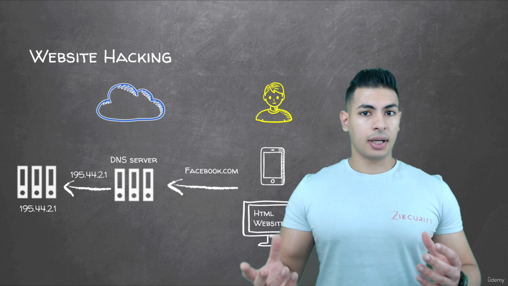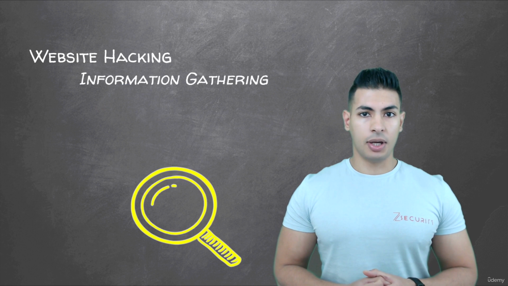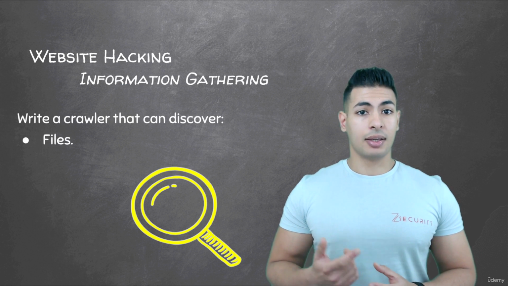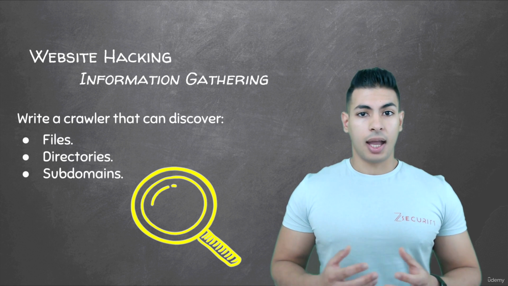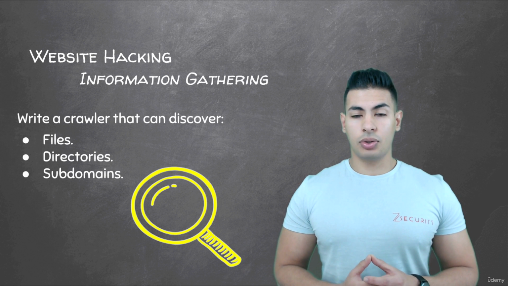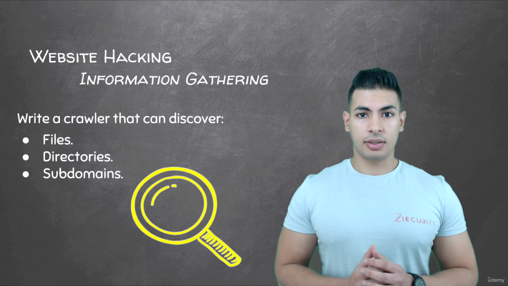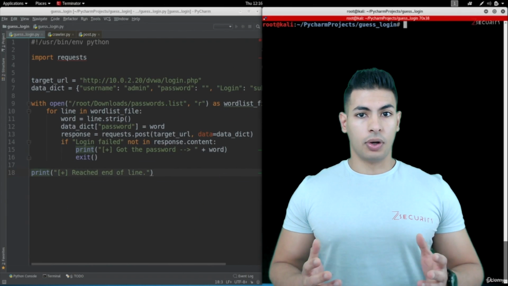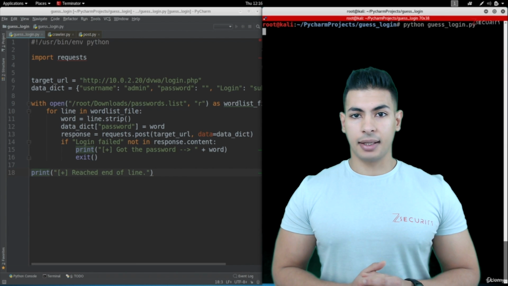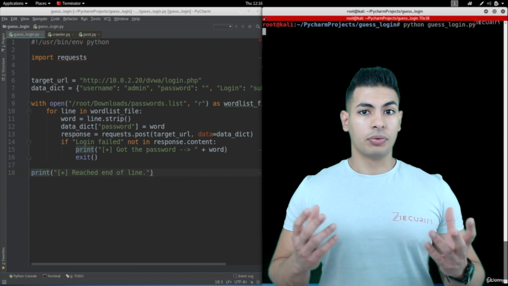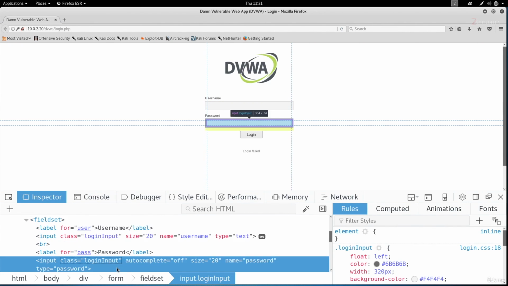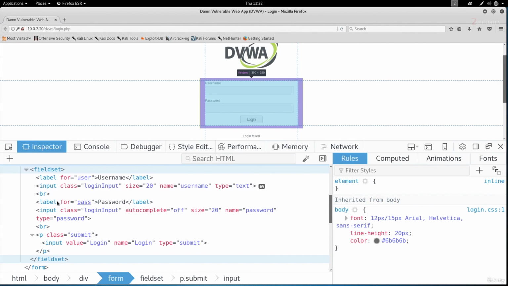Once done with that, we're going to start writing some useful information gathering tools. We're going to write programs to discover files, directories, subdomains, and a program that can be used to map the whole website and discover all the links within a target website. We're also going to write a program that can be used to guess login information in any login page.